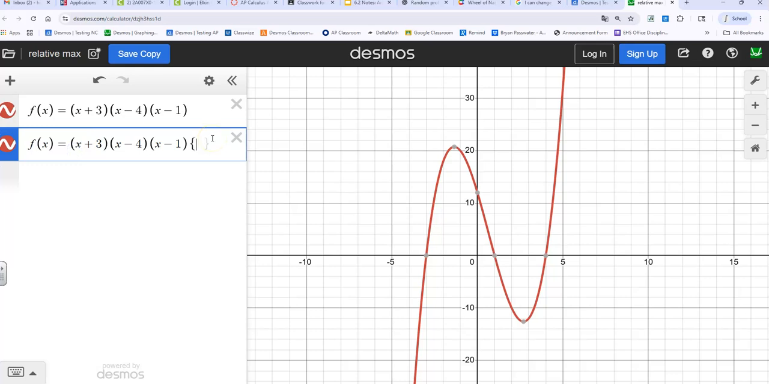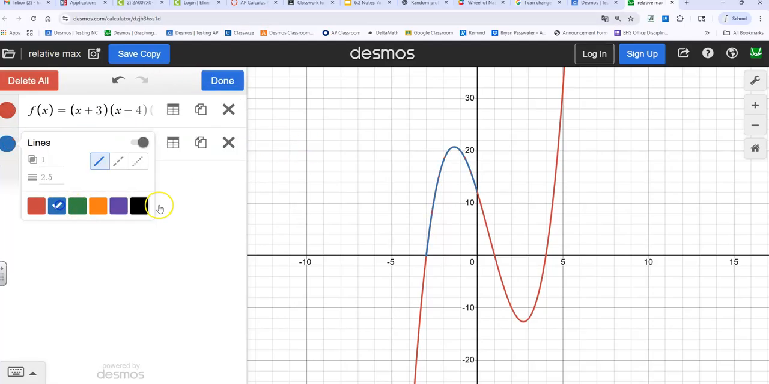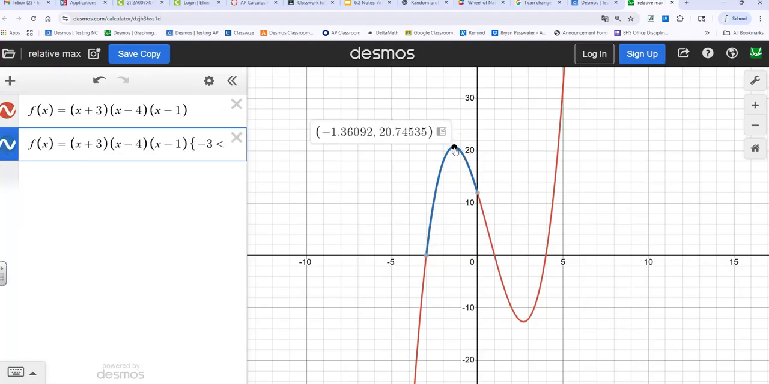If I only look from maybe negative 3 less than x less than 0, right here, let me pick a different color so that shows up. If I only look at this section of the graph, is there an absolute maximum on just that part of the graph? There is. If that blue piece was all that we had, this would be an absolute maximum. So if you can cut off part of the graph so that it would be an absolute maximum or minimum, then that makes it a relative.